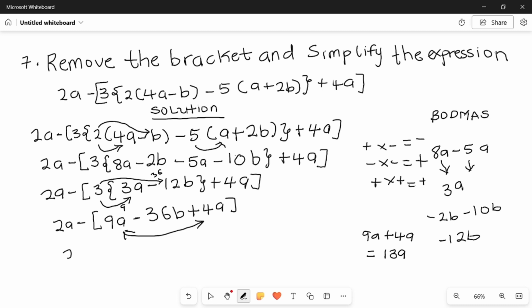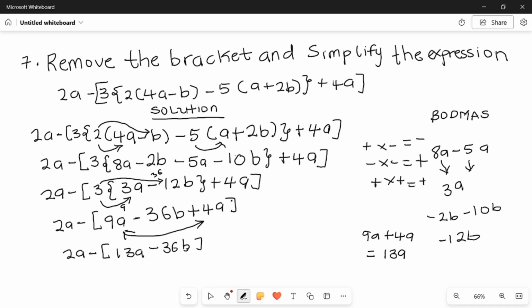We will now have 2a minus what's inside the bracket. That's everything inside the bracket. We got 13a, right? From our calculation. Then since there's no other value that has b attached to it, we'll just bring down the minus 36b. So it's now minus 36b. Right?